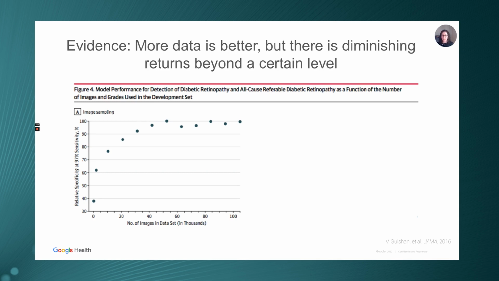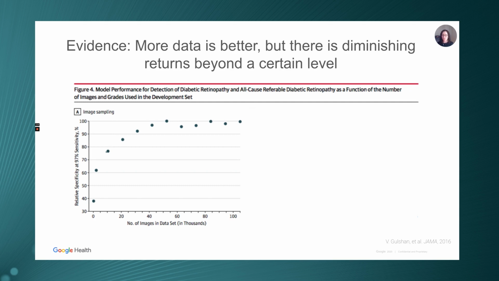On the y-axis is the model performance. On the x-axis is the number of images in a data set. And what the team did here was wanted to compare how the model performs as a function of the number of images, right? So if we start with a few hundred images, this will be the model's performance. But as we increase the size of the data, what happens to the performance of the model?